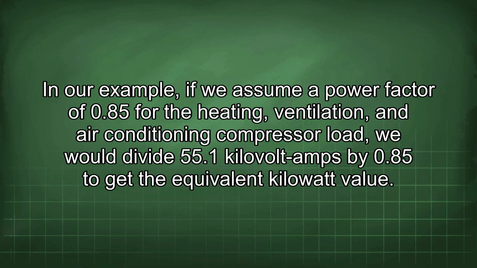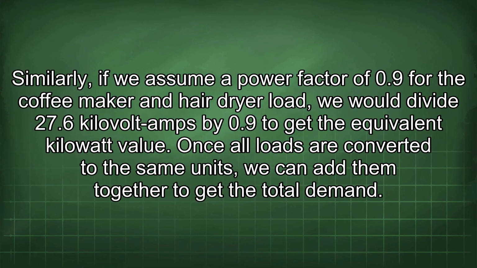In our example, if we assume a power factor of 0.85 for the heating, ventilation, and air conditioning compressor load, we would divide 55.1 kVA by 0.85 to get the equivalent kilowatt value. Similarly, if we assume a power factor of 0.9 for the coffee maker and hairdryer load, we would divide 27.6 kVA by 0.9 to get the equivalent kilowatt value. Once all loads are converted to the same units, we can add them together to get the total demand.